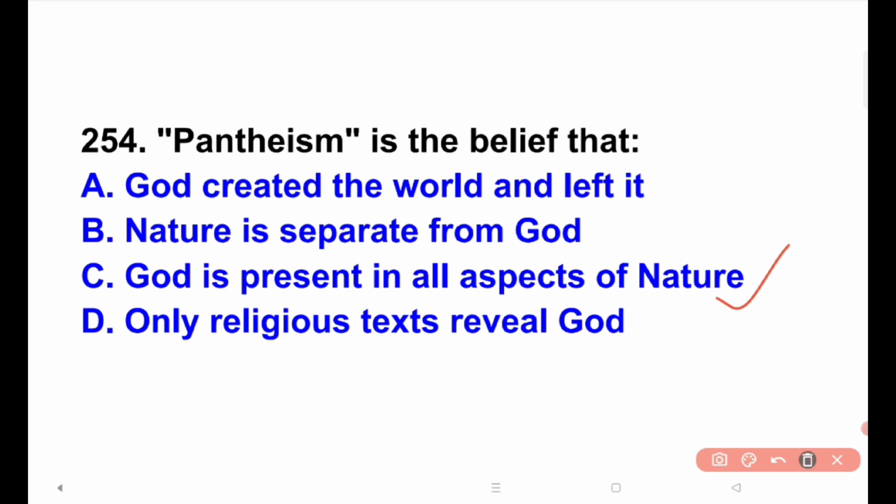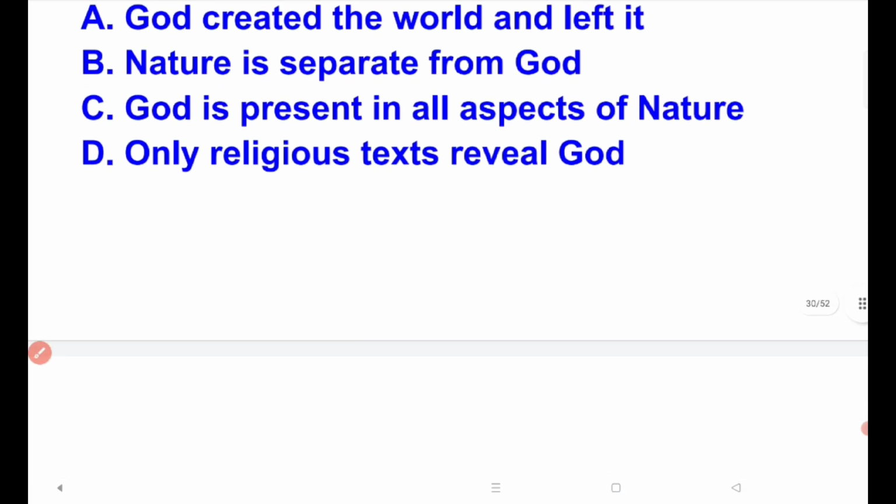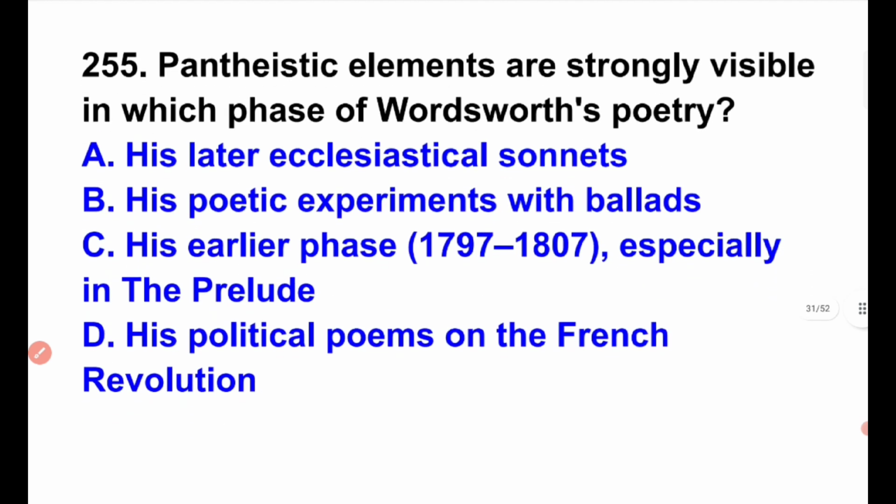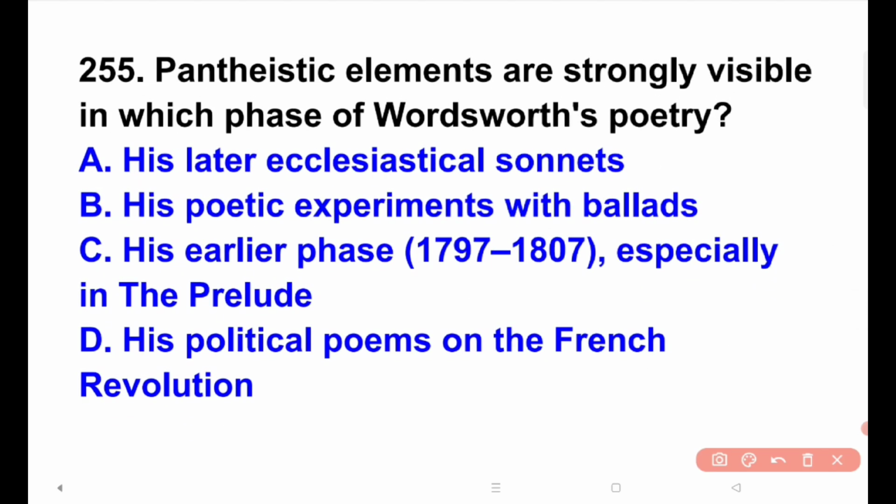Next, pantheistic elements are strongly visible in which phase of Wordsworth's poetry? Option C. His earlier phase, 1797 to 1807, especially in The Prelude. Early Wordsworth expressed pantheistic ideas, seeing divinity in truth, in nature.